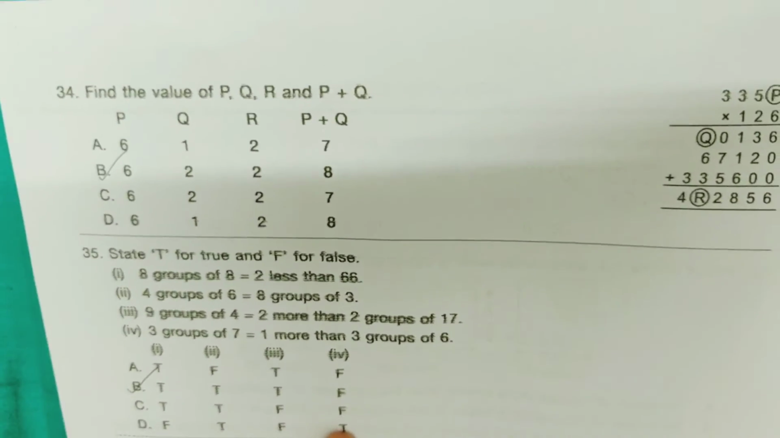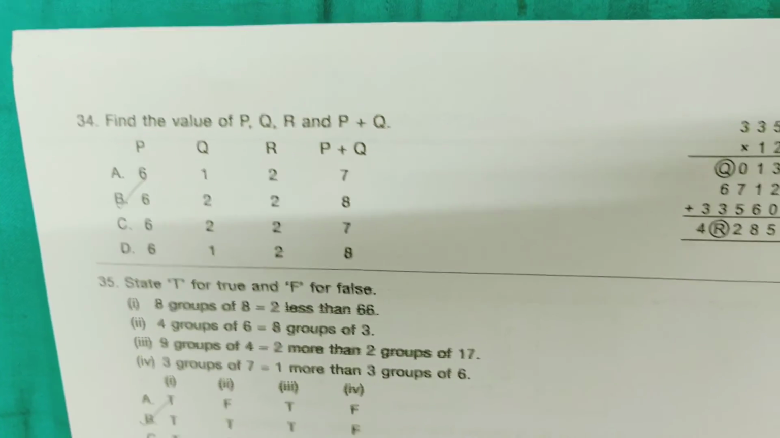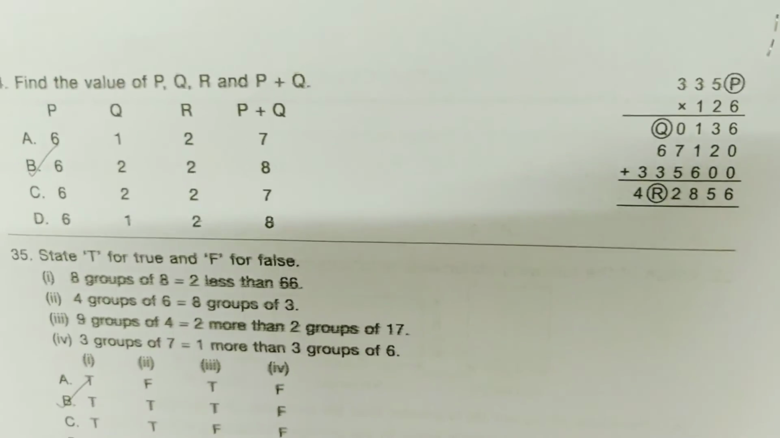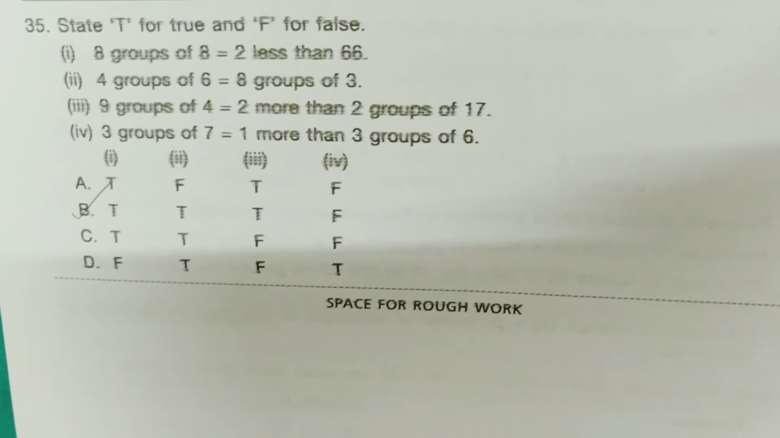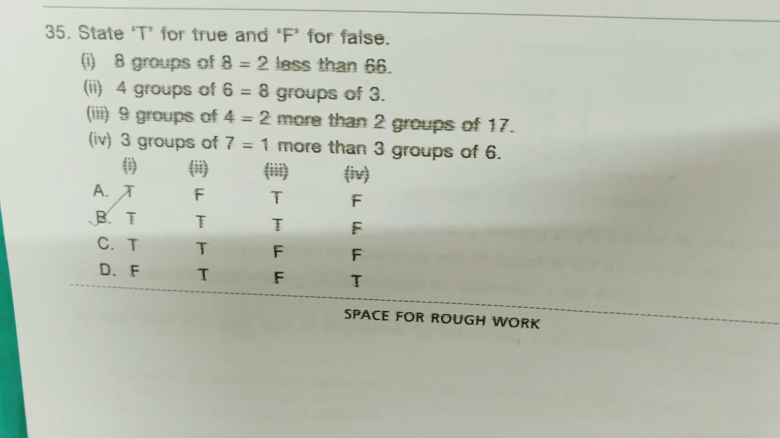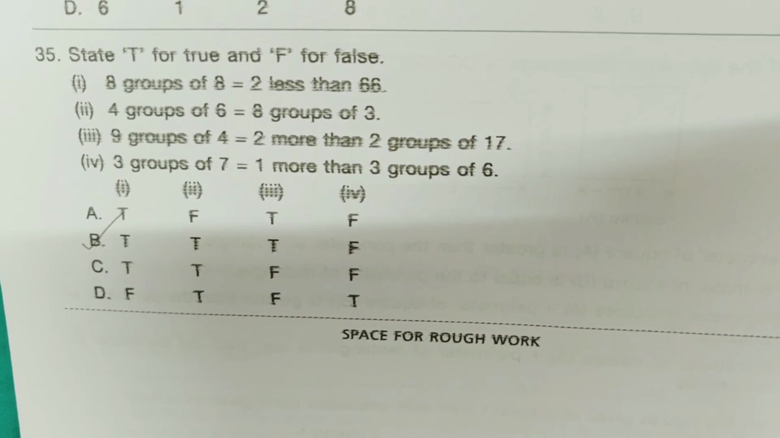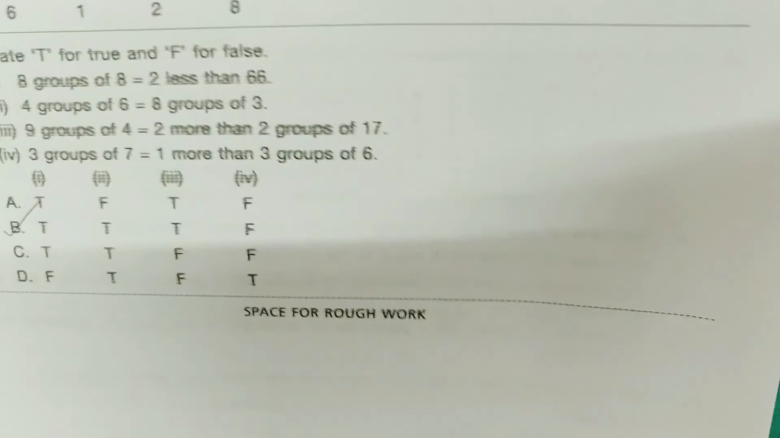Find the value of P, Q, R and P plus Q. Answer is 6, 2, 2, 8. State true or false? Answer is B. All T except fourth one is F. And with this, we come to the end of the paper.